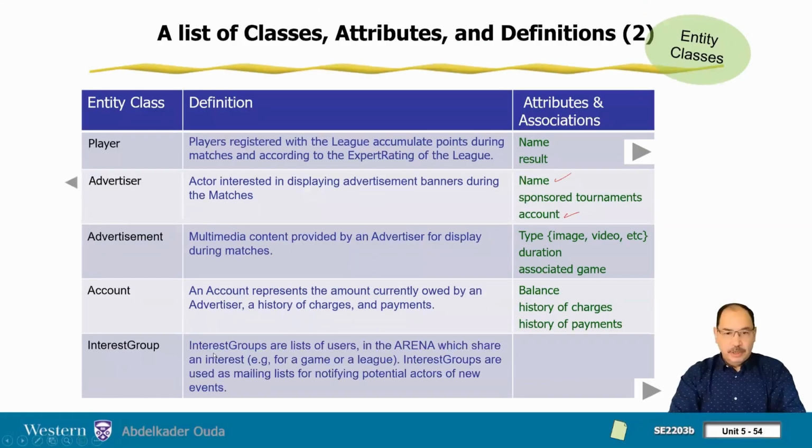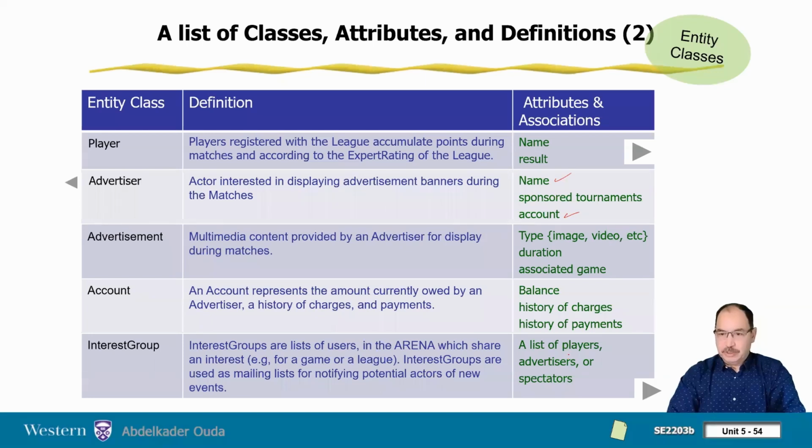Interest group: we see that here we have three kinds of groups. Interest groups are lists of users in the arena who share an interest, for example, in a game or a league. Interest groups are used as a mailing list for notifying potential actors of new events. All right, so for interest group, we need a group of players, a group of advertisers, and a group of spectators.